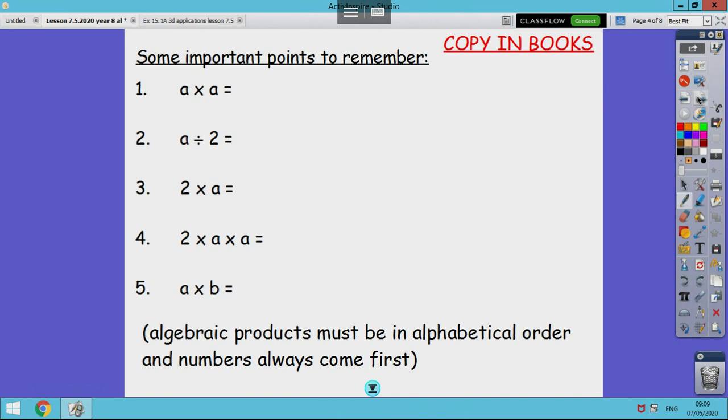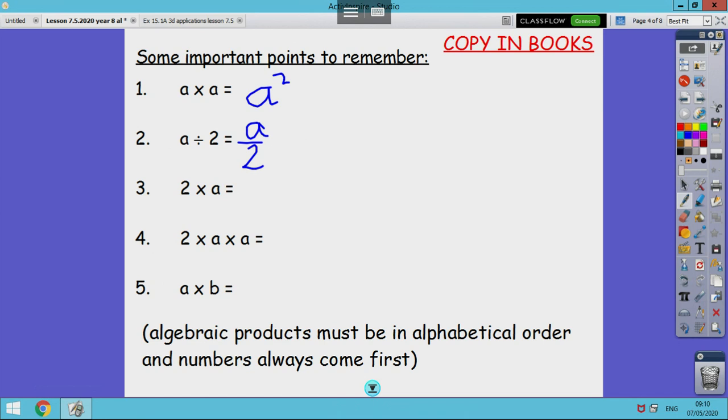So question 1, a times a, we can write as a squared. Just like 4 times 4 is 4 squared, 3 times 3 is 3 squared. A number times itself means it's squared, so that's why we can write a squared. A divided by 2, now in algebra we don't use a divide sign anymore, we actually use a fraction. So we write it as a over 2, like that.